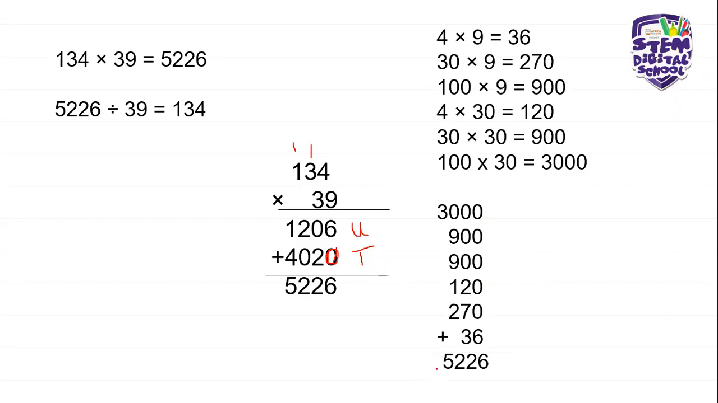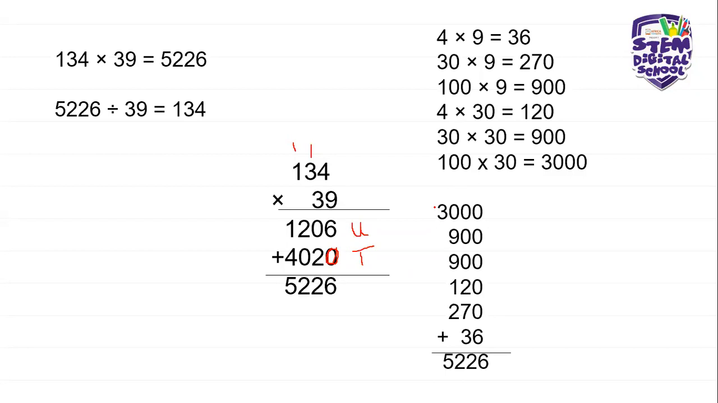So 0 plus 0 plus 0 plus 0 plus 0 plus 6 equals 6. And then 0 plus 0 plus 0 plus 2 plus 7 plus 3 equals 12, which I put the 2 there and carried the 1 there. Then I said 0 plus 9 plus 9 plus 1 plus 2 equals 21. So I put the 1 there and put the 2 there.